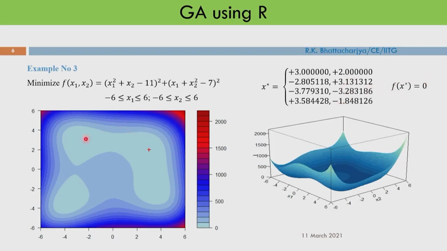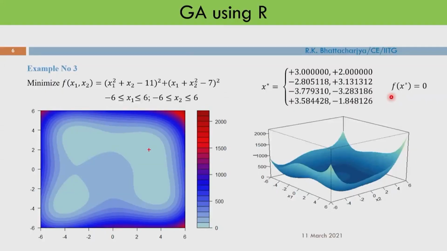So, therefore, this particular function has alternate optimal solutions. The function value is the same, but the solutions are different. All of them are minima, and the function value is 0 at all these optimal solutions. I have also shown you the surface plot. So, you can see there are a total of 4 optimal solutions.